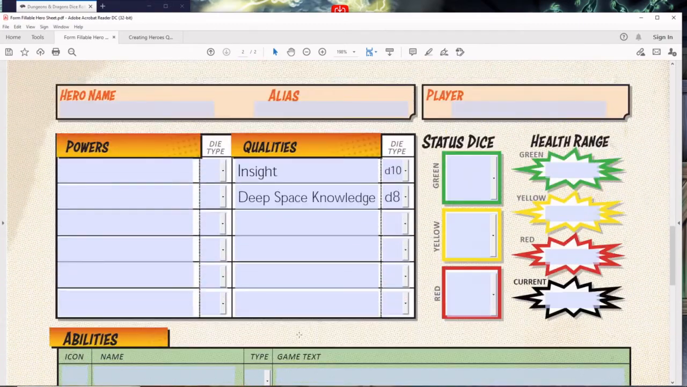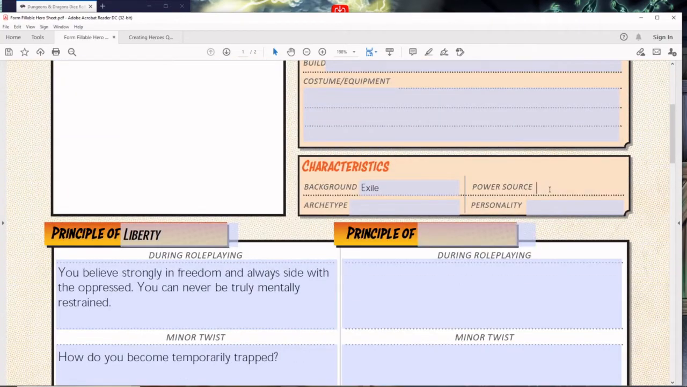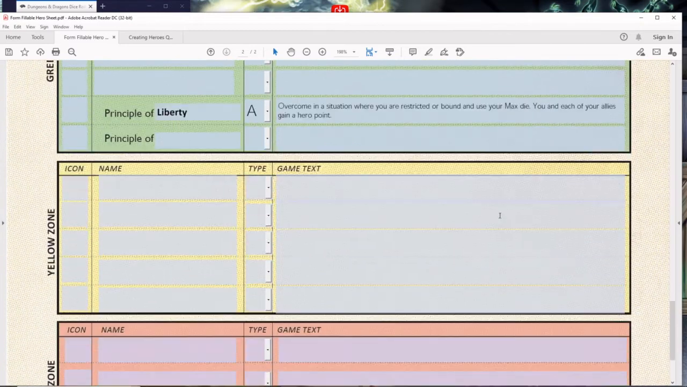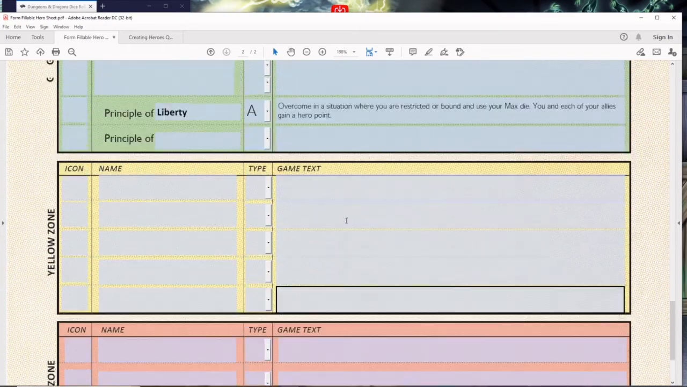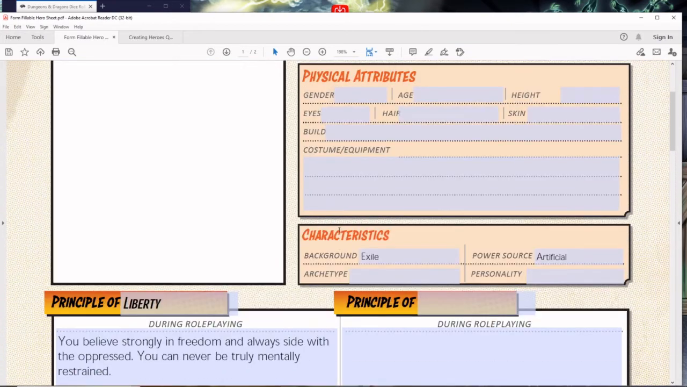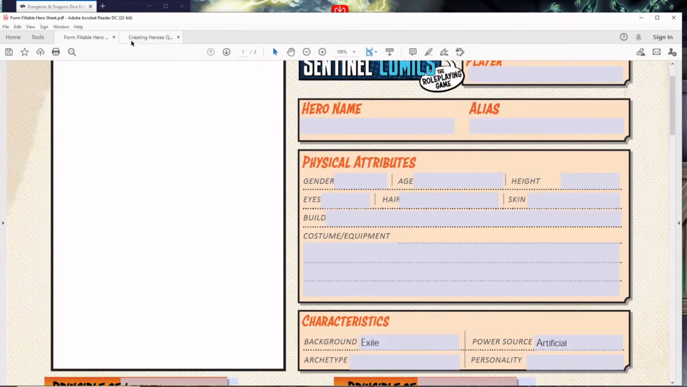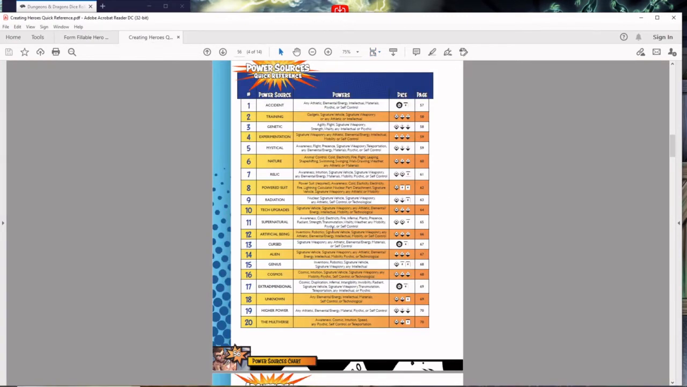Now, power source is going to give us a lot of powers, oddly enough. It will also give us some yellow abilities. It might give us a green ability, maybe one green ability, but it will definitely give us some yellow abilities. It will not give us a principle. That will come with Archetype. But anyway, so artificial being, you can kind of see the powers you have available to you here. We have 3d8 to assign. It does have a green ability. Okay.